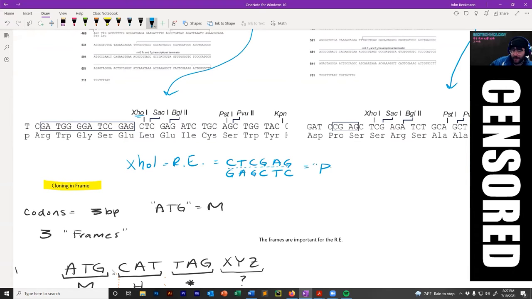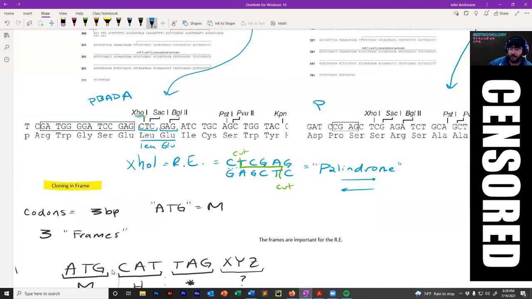It's a palindrome, C T C G A G. It's the same forward as it is reverse. And XhoI cuts DNA like this. So let's map out the sequence. This is pBAD A, and the site for XhoI is CTCGAG, so it's right here. This codes for a leucine and a glutamic acid.